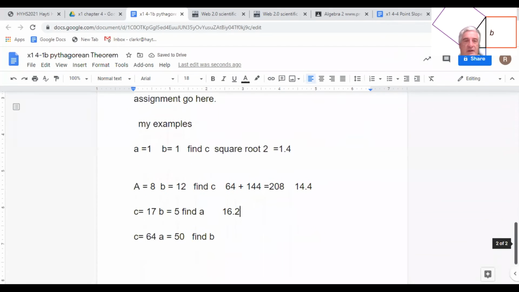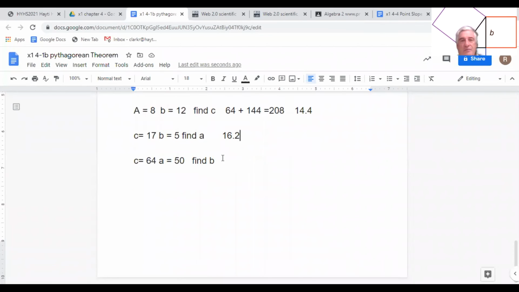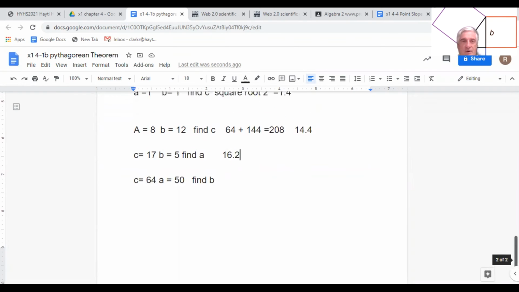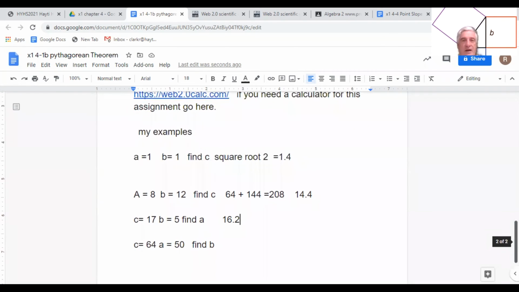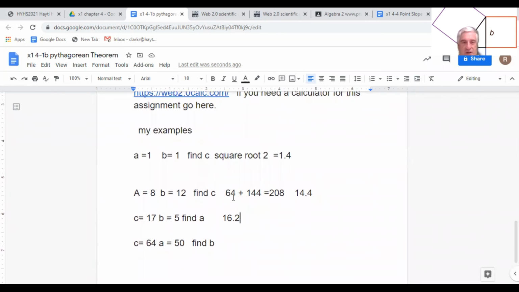Here, once again, if I give you C and A, you must subtract to get B. At the first example, when I gave you A and B, you had to add them and take the square root to get C. Here, you're going to square them and then square root them, and you'll find B. But we're going to subtract here because I gave you C. So we're going to square that one, subtract, and take the square root.